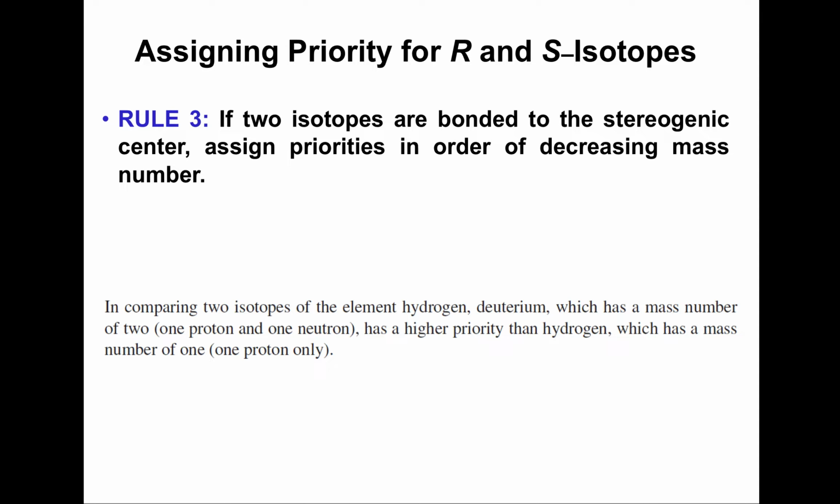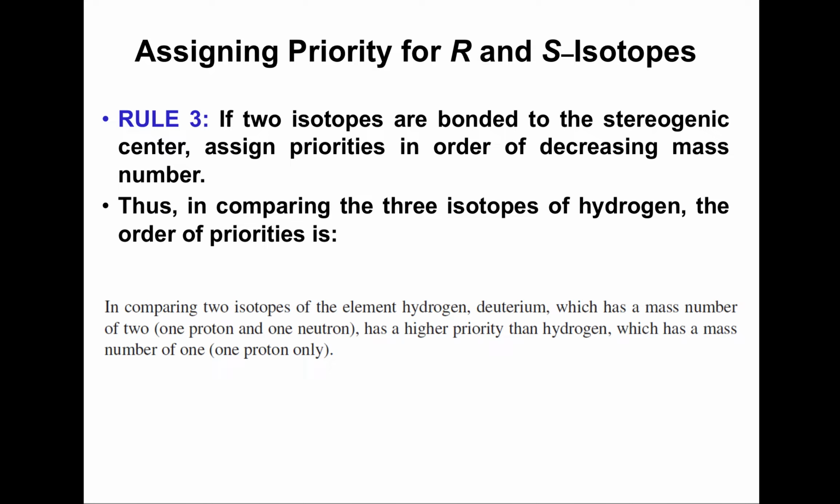If you encounter 2 isotopes connected to the chiral center, the one with the higher mass number will have priority. For example, hydrogen has a proton, but deuterium, its isotope, has a proton and a neutron. Deuterium will therefore have priority over hydrogen.